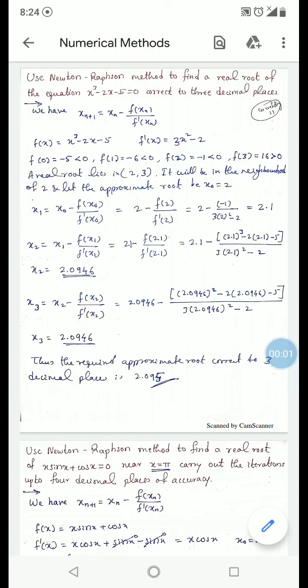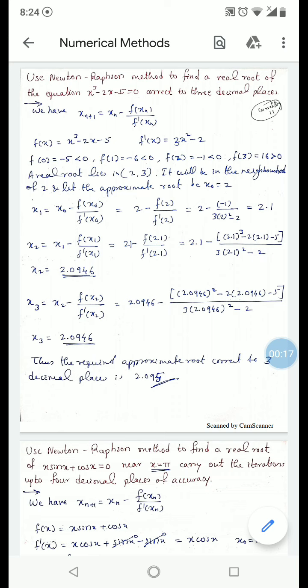Hello student, today we discuss problems on the Newton-Raphson method. So let us solve the example. We use Newton-Raphson method to find the real root of the equation x cube minus 2x minus 5 equal to 0, correct to 3 decimal places.